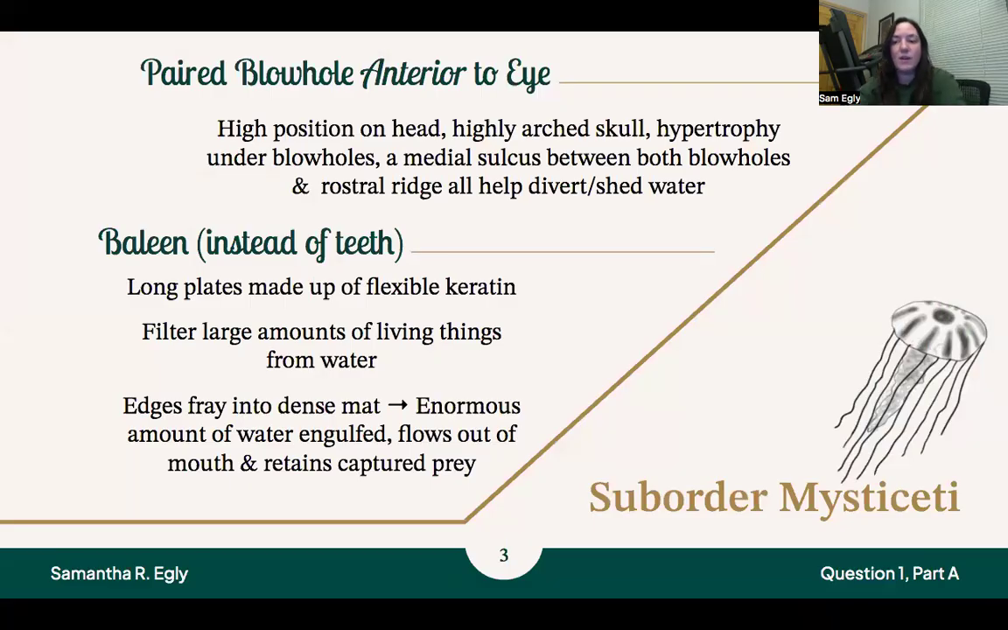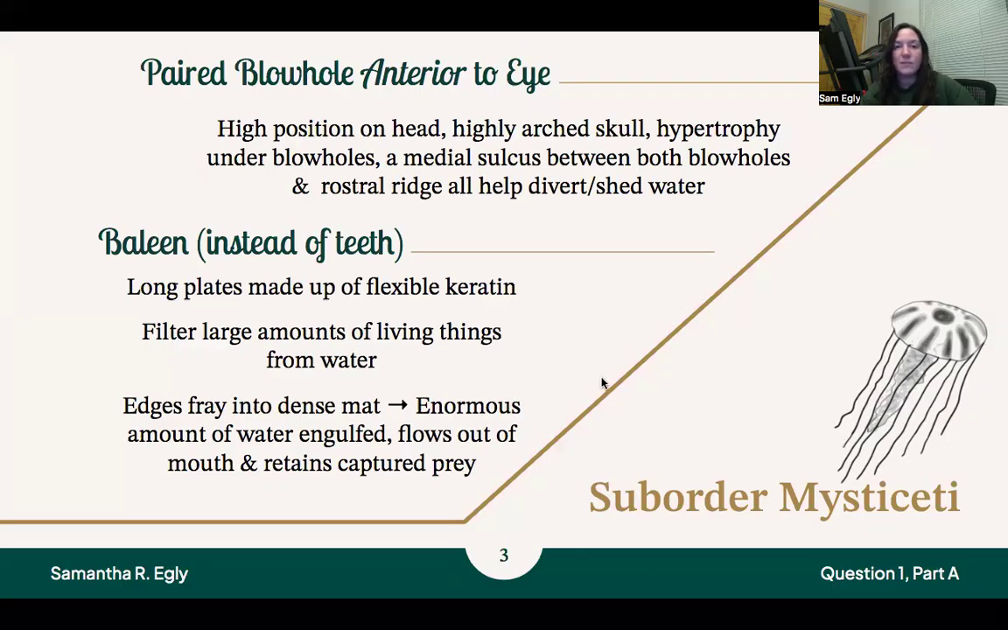Mysticeti, so the right and bowhead whales, they have baleen instead of teeth, so over 350 long baleen plates made of a flexible keratin that hang from the upper jaw. They're used to filter large amounts of tiny living things from the water at a time. So when the whale gulps up huge amounts of seawater, the hair-like baleen filters the food from the water, and it actually frays at the end and becomes this dense mat. And this mat allows an enormous amount of water and gulf to flow out of the mouth and retains the captured prey. The rostrum is also arched to accommodate this baleen.